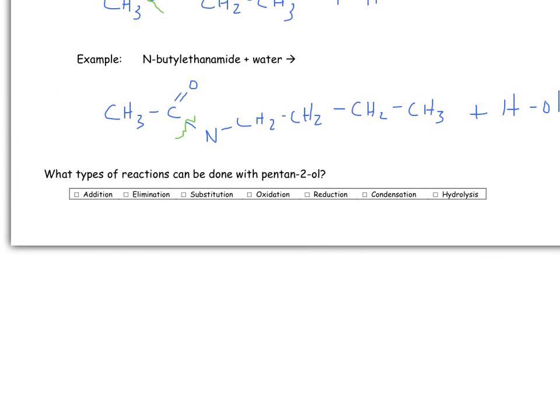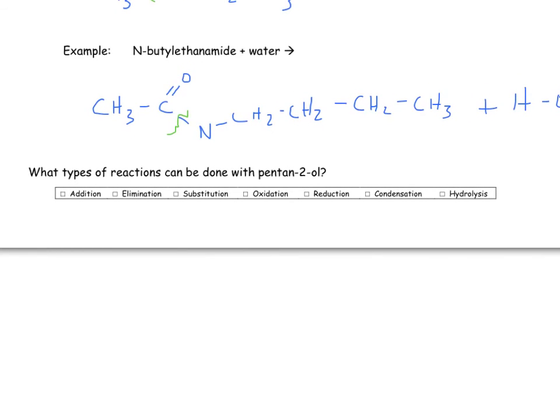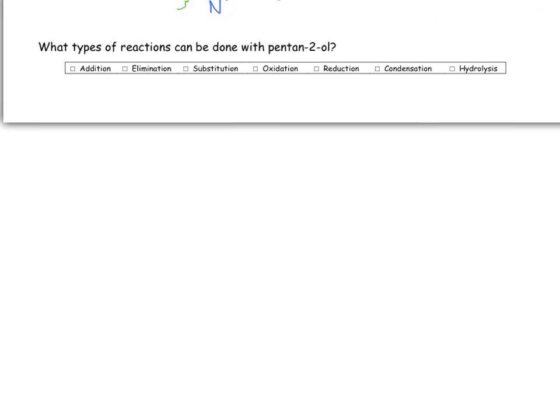Now that you know all 7 types of organic reactions, you can answer questions like this one. What type of reaction can be done with pentan-2-ol? Or I could ask you to write equations for 2 reactions that this molecule can do. Think about each definition of the reaction type and decide if pentan-2-ol can perform this type of reaction. Pause the video now and make your selections.